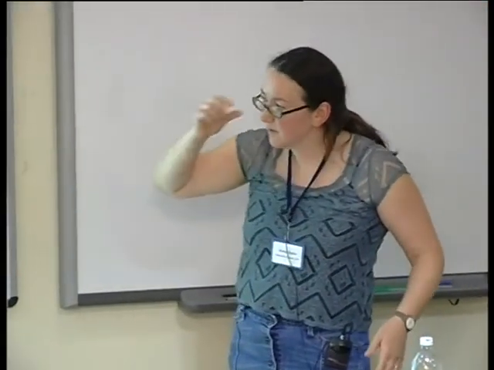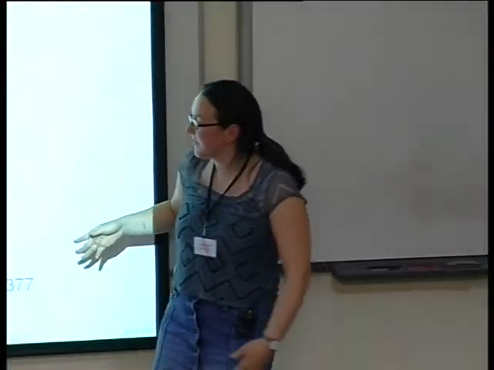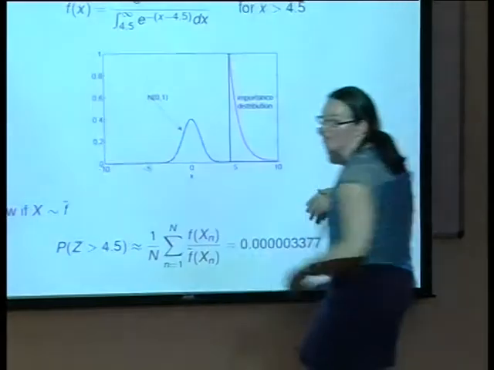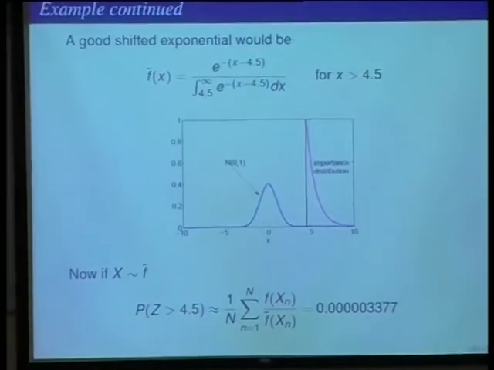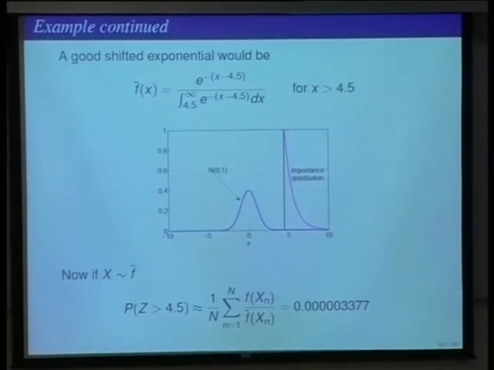Stable is important. I could think about another problem where, say, I misread the problem and they weren't interested in this being bigger than 4.5, they were interested in the absolute value. And I didn't know that. I didn't know I should have been looking over there. I would never get it.